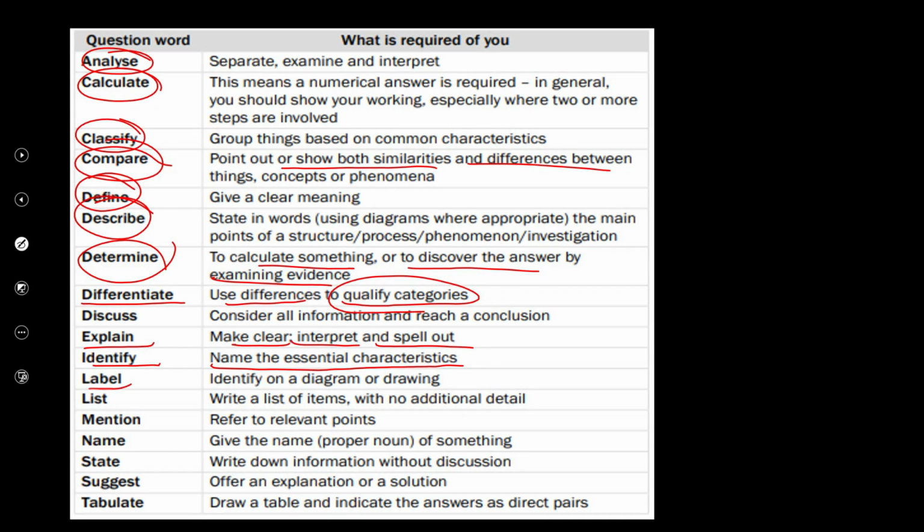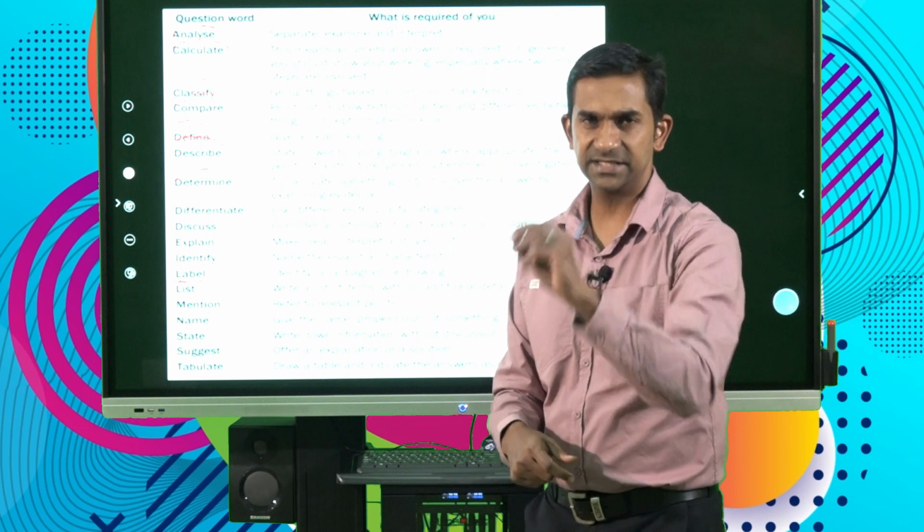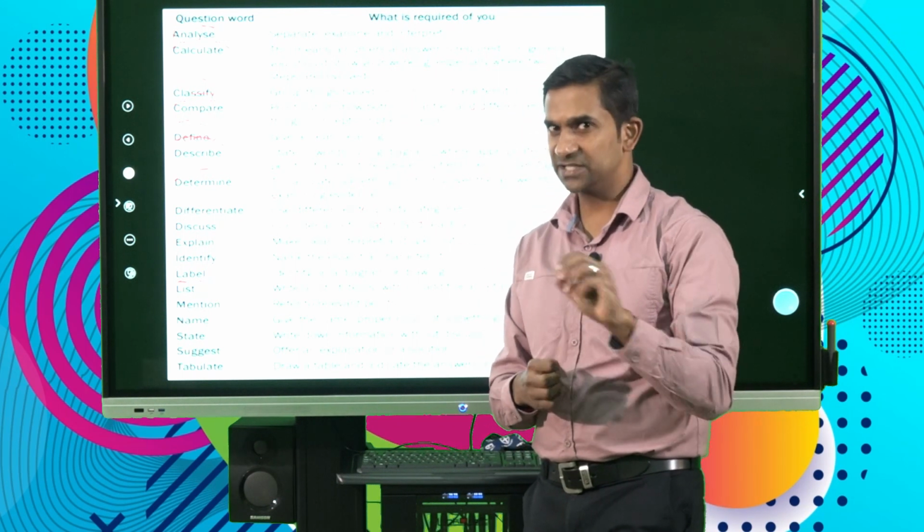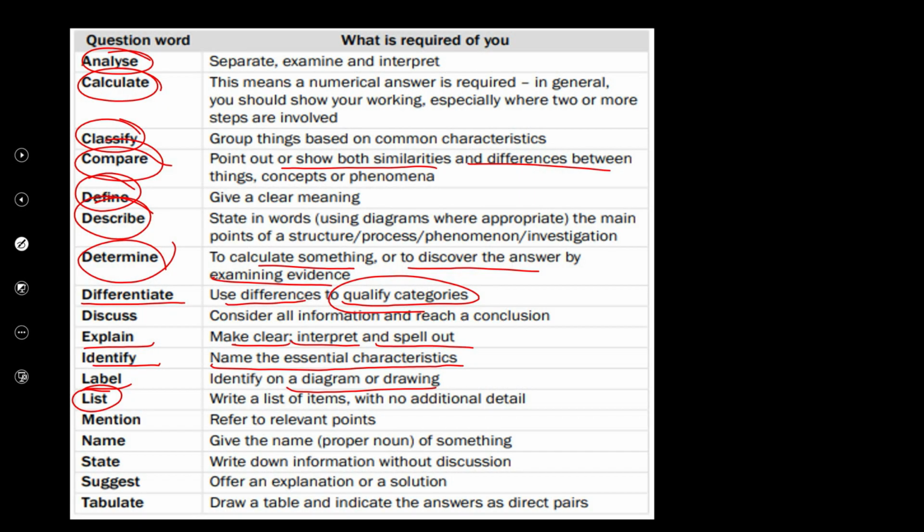Label is quite simple. We provide labels from a diagram or on a drawing. List is probably often confused with being able to explain things. So if it's a question that requires you to list a few factors or list the differences, it's purely a list of characteristics. It does not require an explanation. The word mention again refers to relevant points. The word suggest means offer an explanation or a solution. And tabulate is again draw a table.